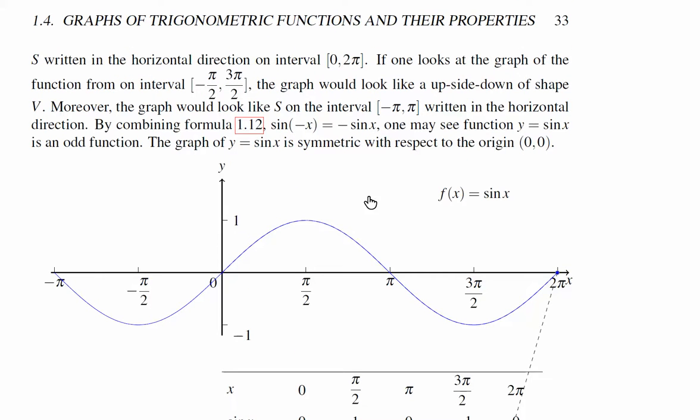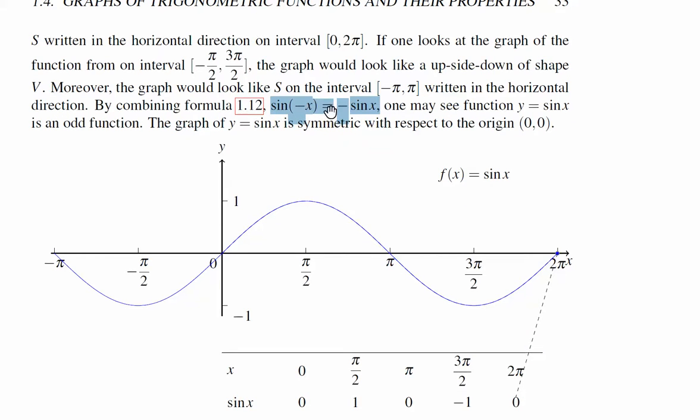Now, here we need to point out that y equals sine x is an odd function. It is because this is true: sine of negative x is negative sine x. We have seen that before. So if we let f of x be sine x, then f of negative x will be negative f of x. Since sine x is an odd function, the graph will be symmetric with respect to the origin.